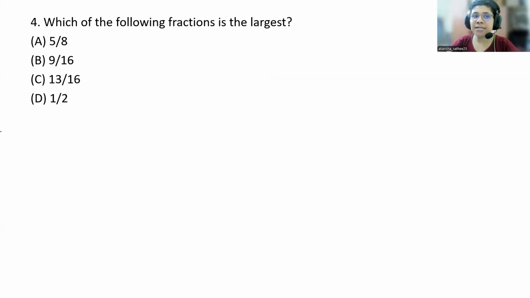Okay. Next problem. Which of the following fractions is the largest? You have to compare them. You have 4 options. You have to figure out which one is the largest. What is the rule? First, you have to make the denominators equal. Let me write them. So 5 by 8, 9 by 16, 13 by 16, and 1 by 2. First thing you have to remember, you have to make them equal. Before comparing, your focus should be on the denominator. Do not look at the numerator, okay?